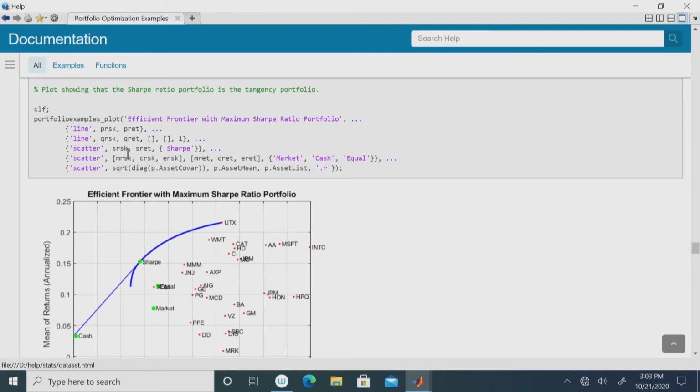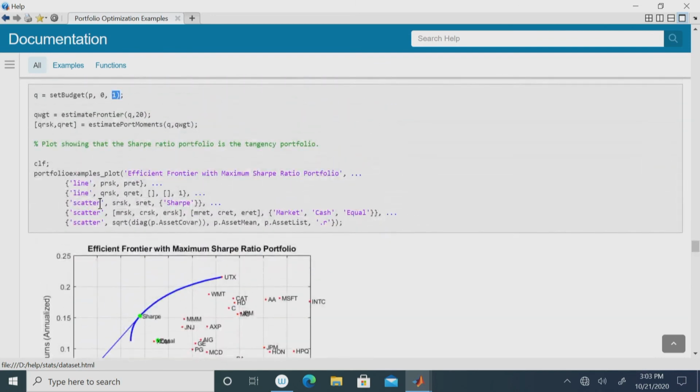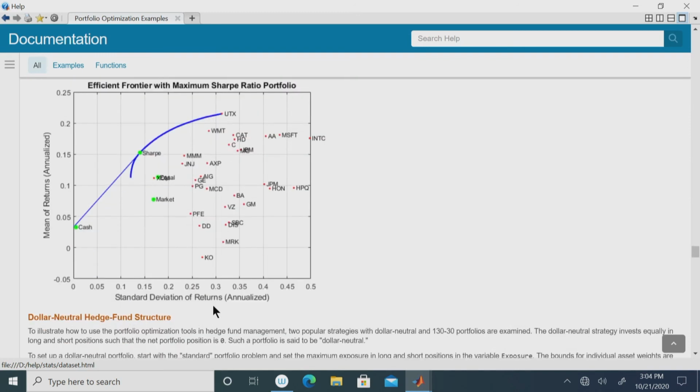And this SRK and S return is going to generate this particular point, which is the portfolio with the maximum Sharpe ratio. And of course, here the PRSK and QRSK. So, PRSK will generate the efficient frontier curve here, and QRSK will generate the tangent line. So, you observe very carefully that here this tangent line touches the efficient frontier at this point, and as you can see visually, this is going to be the same as the point which is the maximum Sharpe ratio. Okay, so, let us now just come to the last topic.